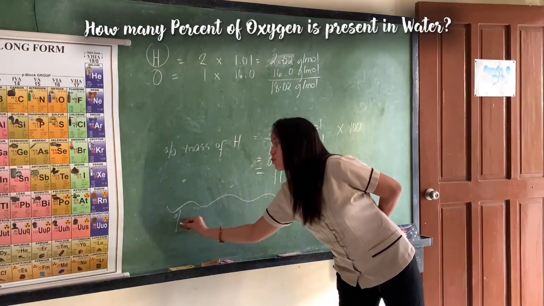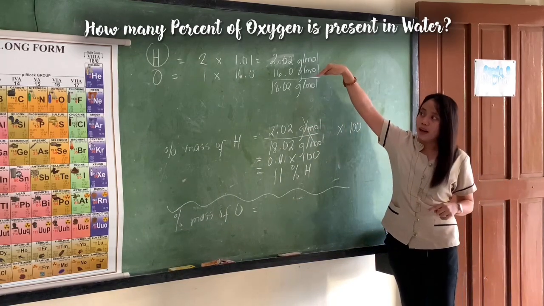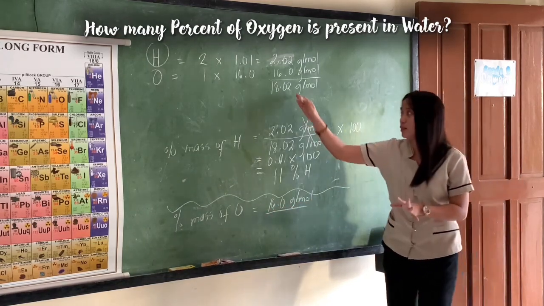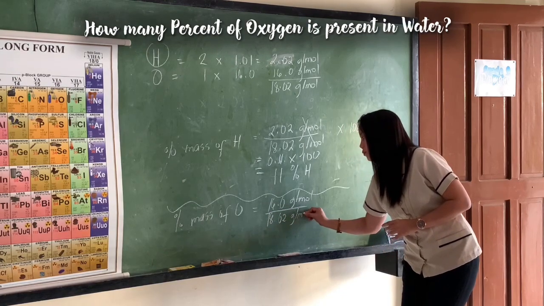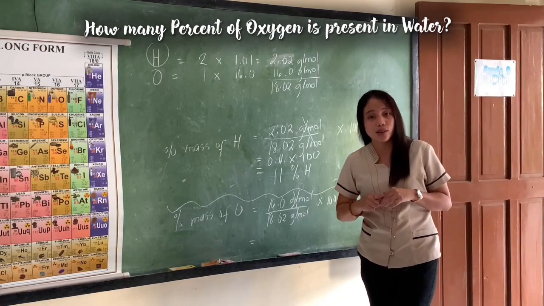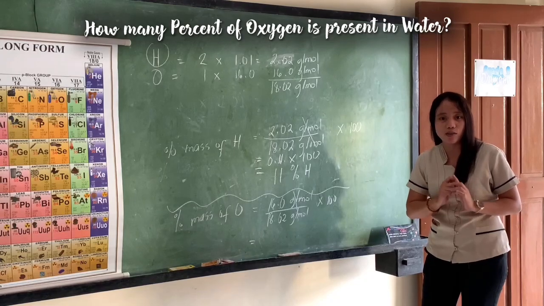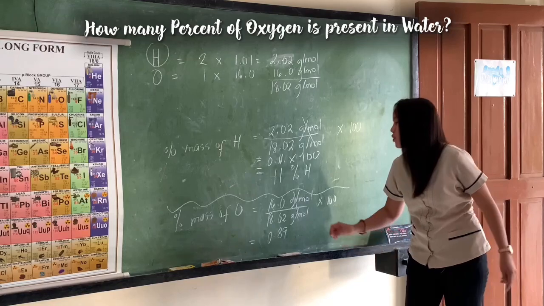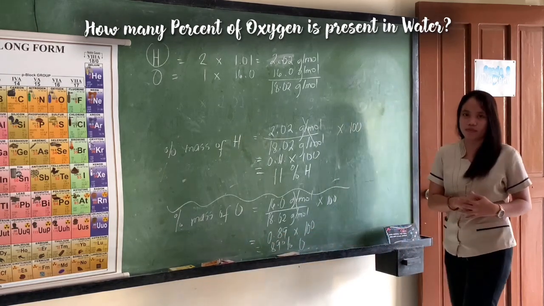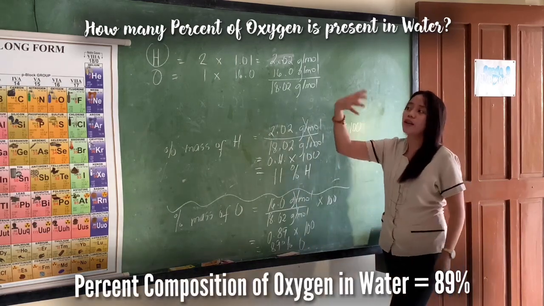So we have percent mass of oxygen is equal to mass of the element in the compound, mass of oxygen, 16.0 gram per mole, over mass of the compound, 18.02 gram per mole, times 100. So cancel. 16 divided by 18.02. Again, 2 decimal places. Round it off. Okay, 16 divided by 18.02 is 0.89 times 100. That is 89% oxygen. So if we're going to add 11% hydrogen plus 89% oxygen, that is a total of 100% for H2O.